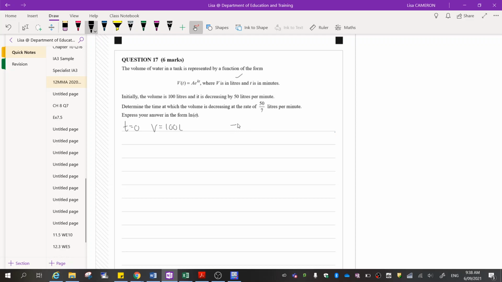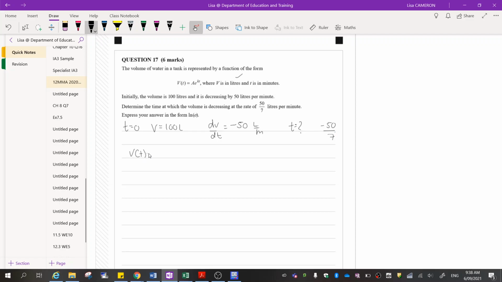So if it's decreasing, it's going down by 50, and litres per minute means that we're looking at a change in volume with respect to a change in time. So this is really like the derivative when T is equal to 0. So we want to determine the time when the volume is decreasing at a rate of negative 50 over 7. Okay, so all we have to do is chug and plug for a little bit.